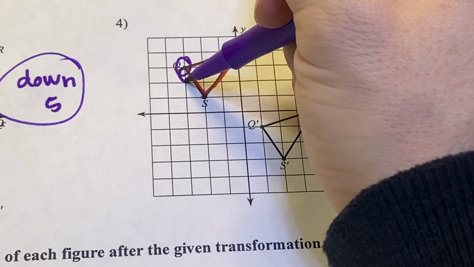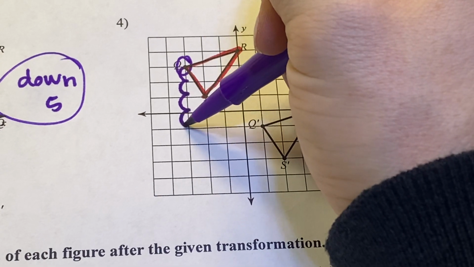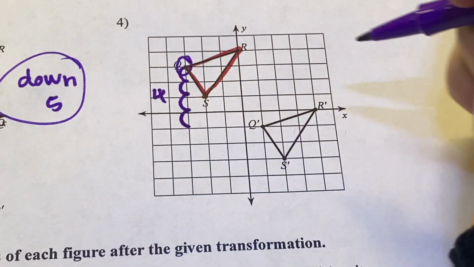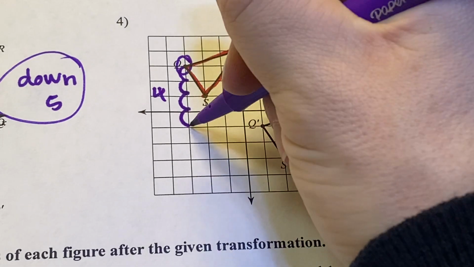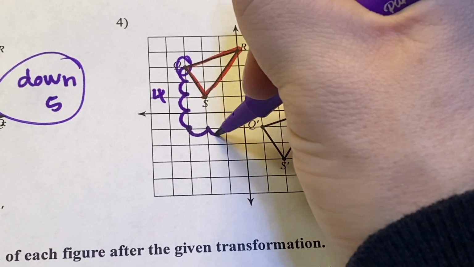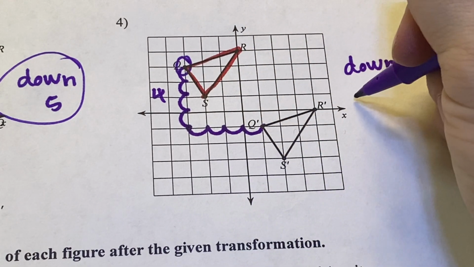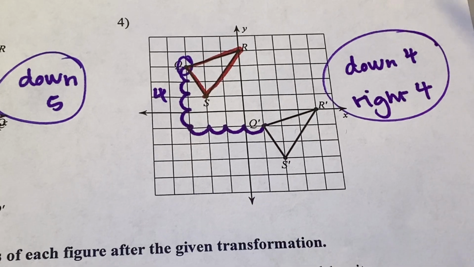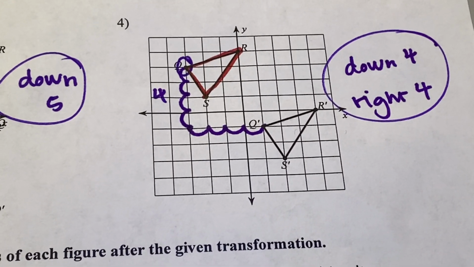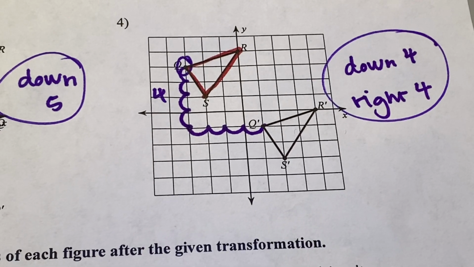Okay, so I'm going to go 1, 2, 3, 4 down to get to my next Q. So we went down 4. Okay, then we're going to go to the right. 1, 2, 3, 4. Down 4, to the right 4. Okay.